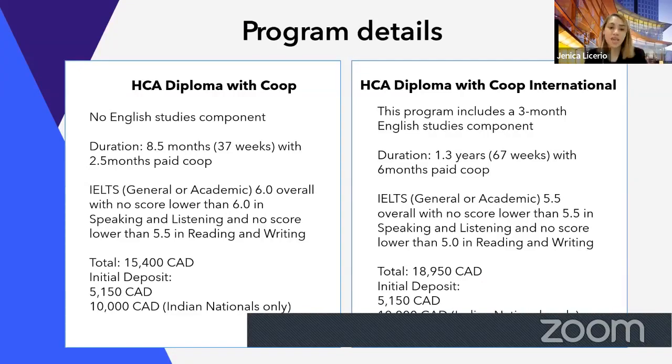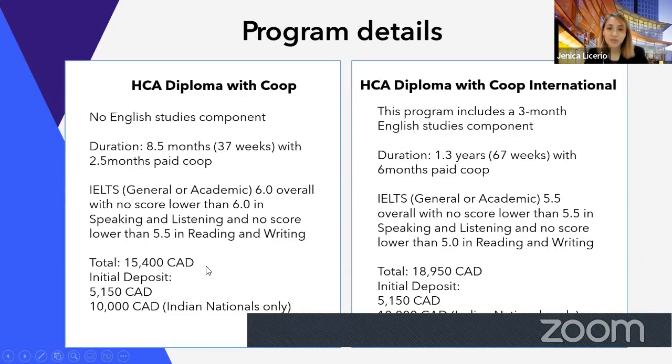So for the HCA, ang nire-require talaga ng BC Care Aid Registry is 6.0 overall score. Speaking and listening 6.0, and then reading and writing 5.5, as you can see on your screens. So that is the requirement. Now, if you meet that result or even higher, you can take the first variation. So you'll be studying for 8.5 months, and within that, you will already have 2.5 months of paid co-op.